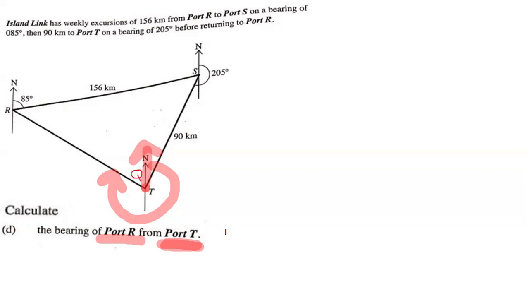Let me erase all this so it can be clearer for us. Okay, so that's good. And so we have this. This is our bearing, the one in green. That's what you're trying to find, right? Start at the north, go all the way, and that's the bearing that we're trying to figure out.